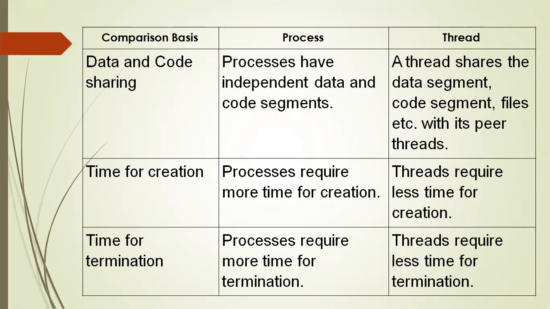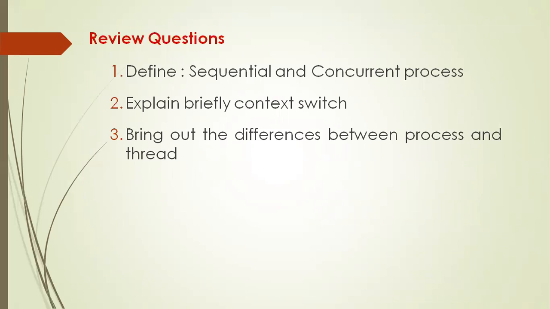Data and code sharing: processes have independent data and code segments, while a thread shares data and code segments. Time for creation: a process requires more time for creation because it is heavy, and a thread requires less time for creation. Time for termination: since a process is a heavyweight process, it requires more time for termination than a thread. So these are some of the major differences between a process and a thread.